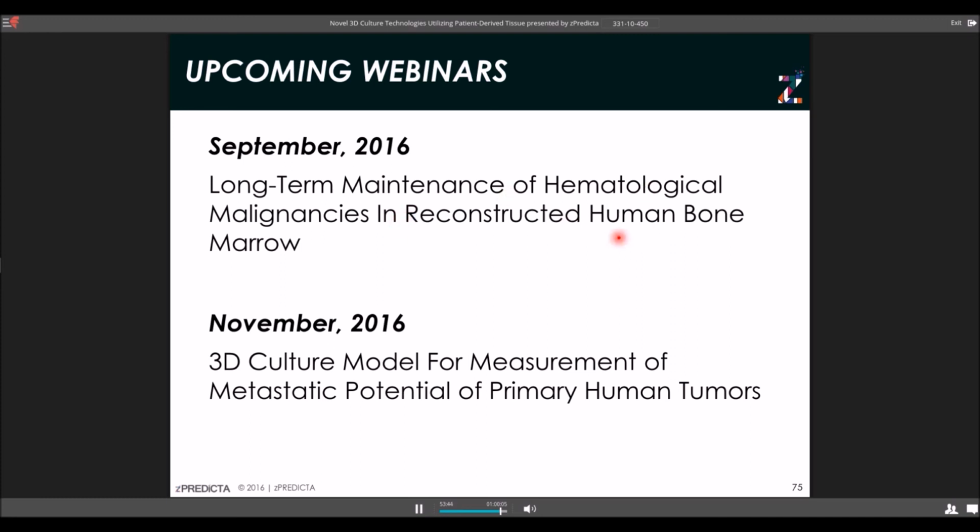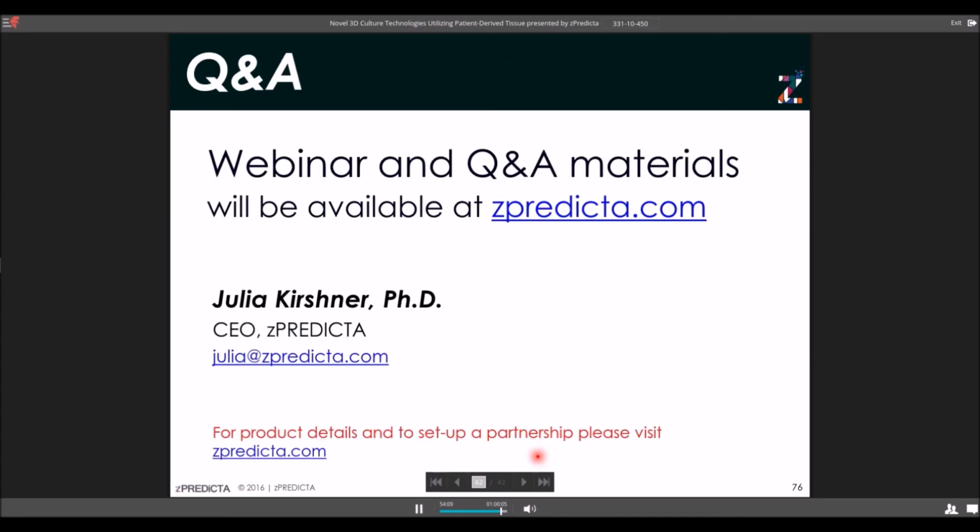So a few upcoming webinars in September and November will be on maintenance of hematological malignancies, specifically on the reconstructed bone marrow, looking at multiple myeloma and looking at the predictive ability of the reconstructed bone platform in multiple myeloma and AML. And then in November, we would be talking about metastatic potential and how we can really recapitulate tumor spread. And then in the new year, we're going to have another webinar on immuno-oncology applications.